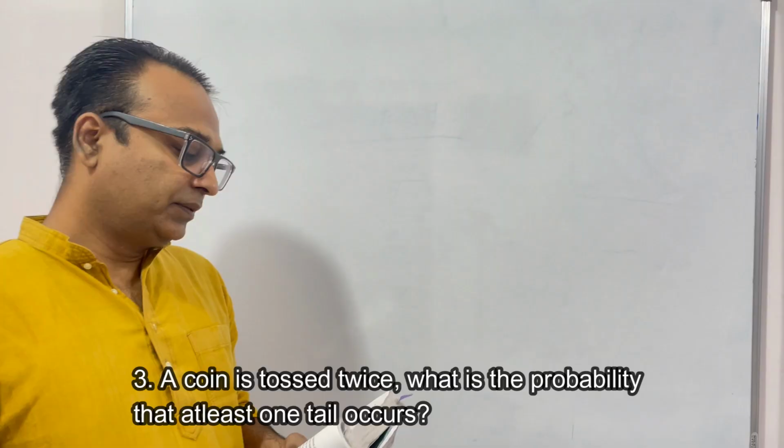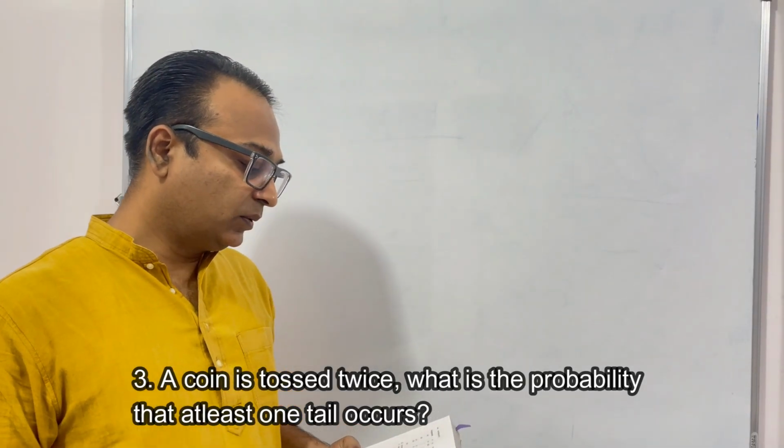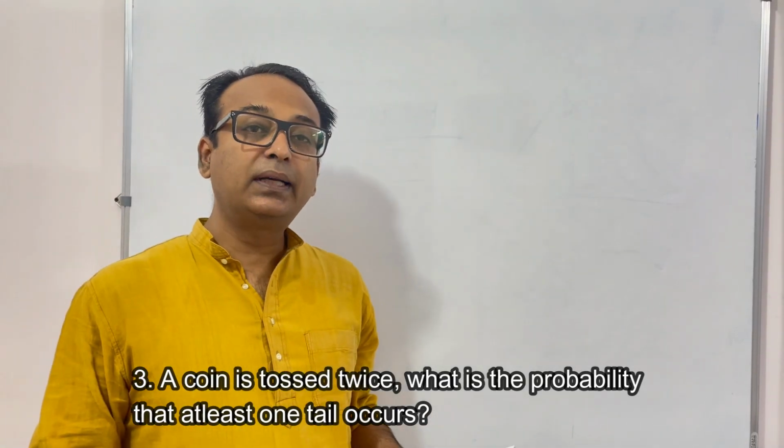The question is, a coin is tossed twice. What is the probability that at least one tail occurs?